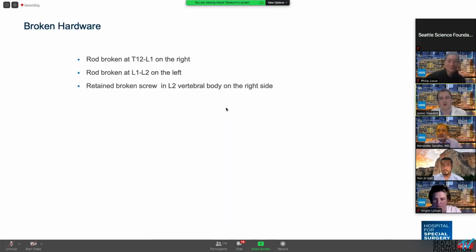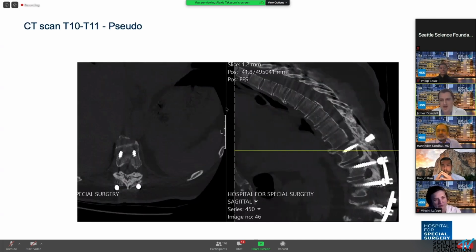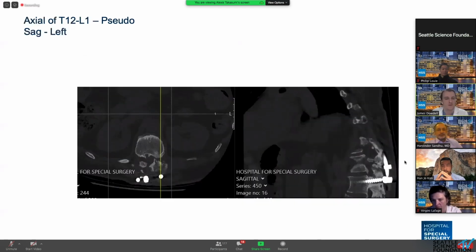I'll skip this slide. Quick overview of the rod, where her rods are broken. And I'm going to run through these CTs really quick. You can see number one, this is at where the yellow line is. That's at T10, T11. She's got a pseudo there. This is an axial T12, L1. This is on the left side over here. You can see she's got a pseudo.